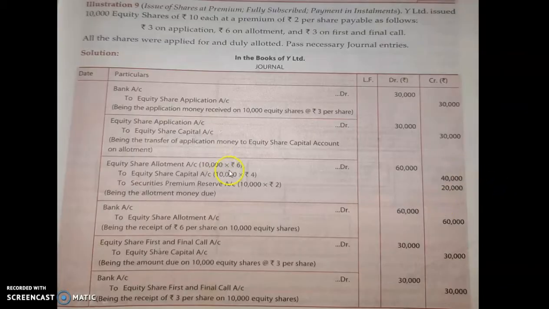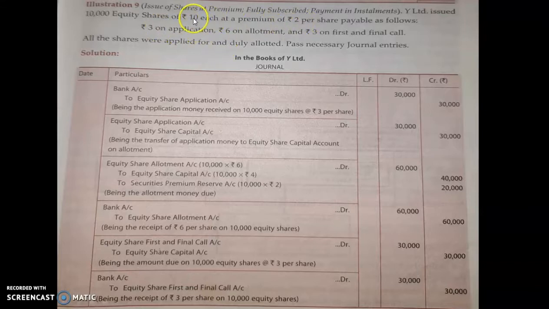Now next, let us do one problem, issue of shares at a premium and payable in installments. So here you can see that Y Limited is a company which has issued 10,000 equity shares of rupees 10 each. So how many shares are issued? 10,000. And what is the value of one share? It's 10 each at a premium of 2 per share, payable as follows. So you are collecting 2 rupees extra. 10 rupees is already there, plus 2 rupees you will be collecting as premium amount.